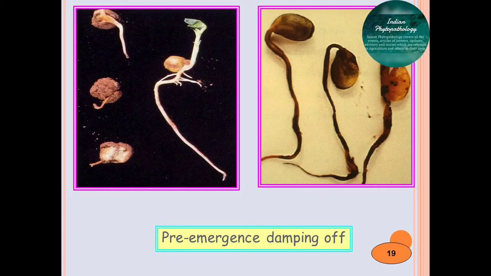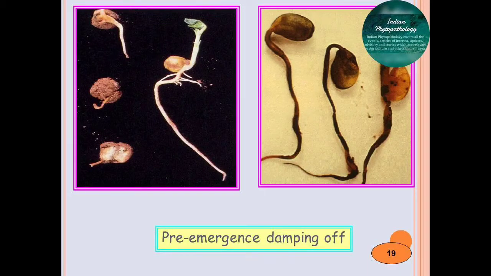That means the causal organism of damping off is Pythium aphanidermatum, and it is an oomycete fungus, and it causes pre-emergence and post-emergence damping off in nursery as well as in standing crop or in main field also. You can see the pre-emergence damping off symptoms in images.